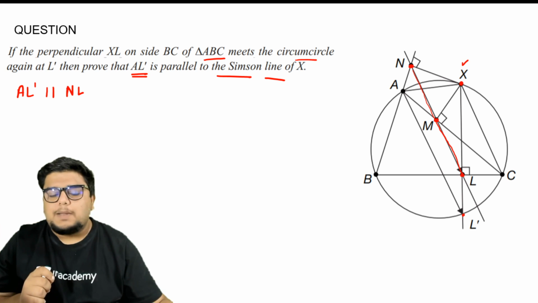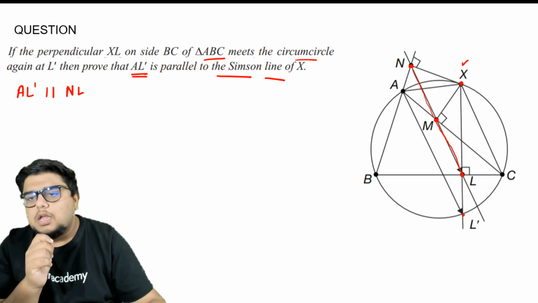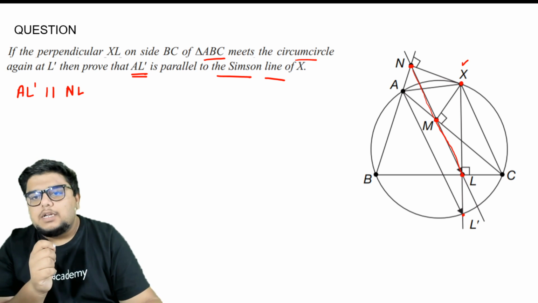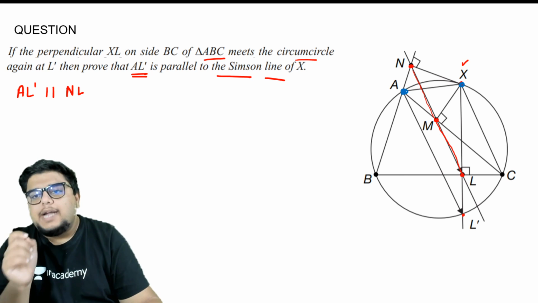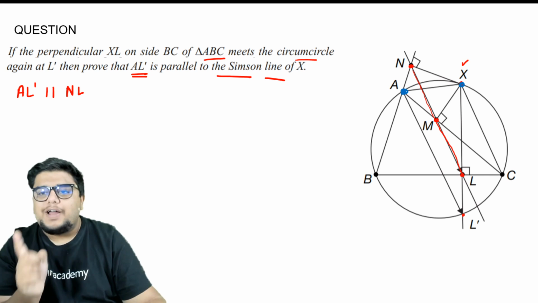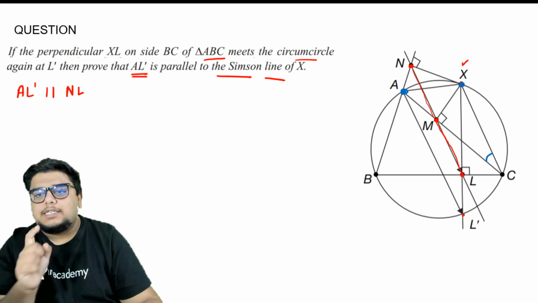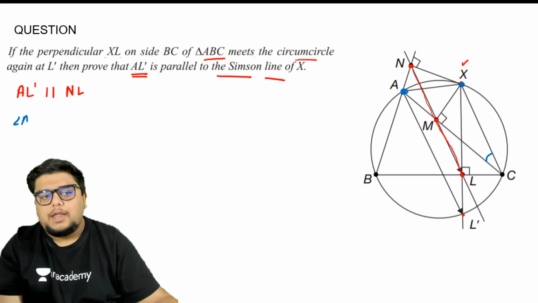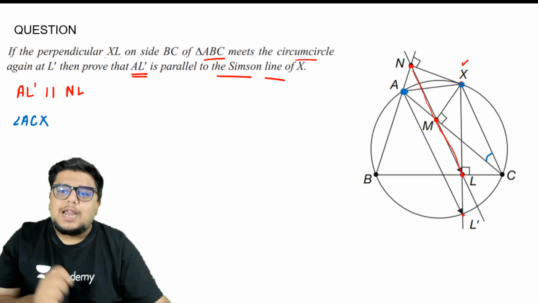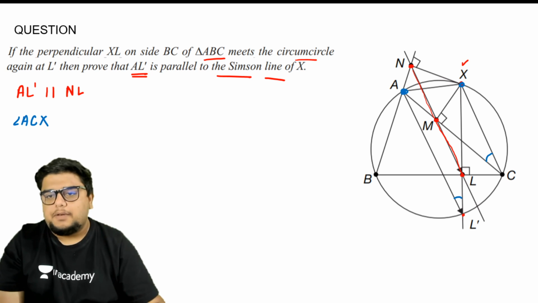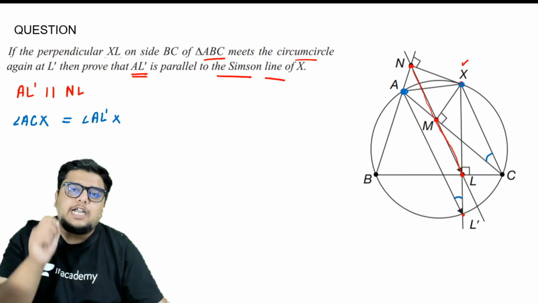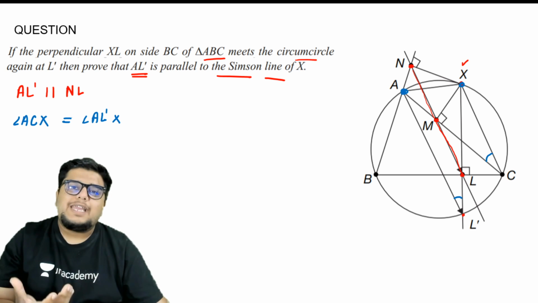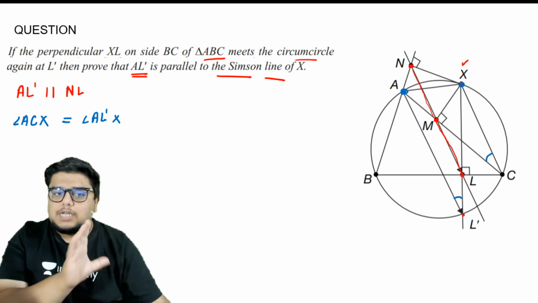Yeah. सबसे पहले, what we'll do is we will look at the points A and X. Look at these 2 points. AX is an arc. It is making 2 angles on the circle. One angle is angle ACX. And the other angle this arc is making is this angle, which is angle ALX. Now these 2 angles are going to be equal because angles subtended by the same arc on the circle are equal. Okay, so this is done.